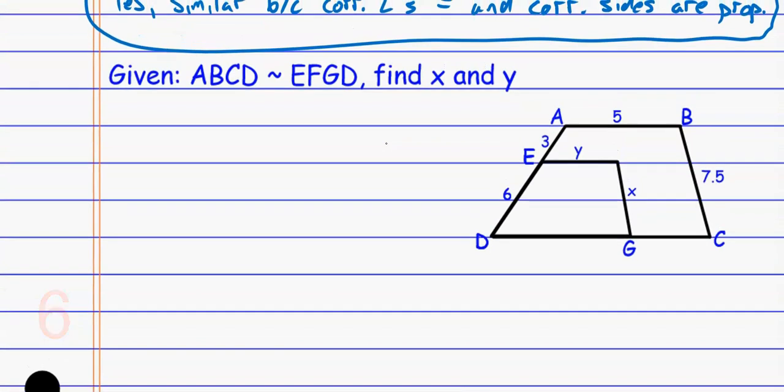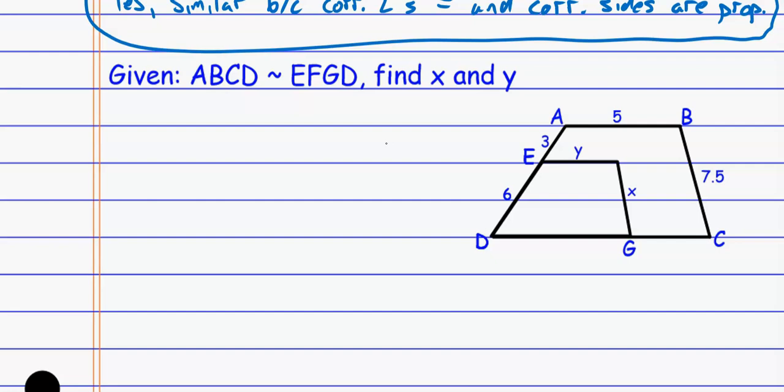If I look at something like this, it says that ABCD is similar to EFGD, and I want to find x and y, okay? And so I have two trapezoids here, one big trapezoid and then a smaller trapezoid inside, and since the two are similar, I know quite a bit about their angles. But this is talking about their sides. I know that all the angles are congruent, but this is talking about their sides.